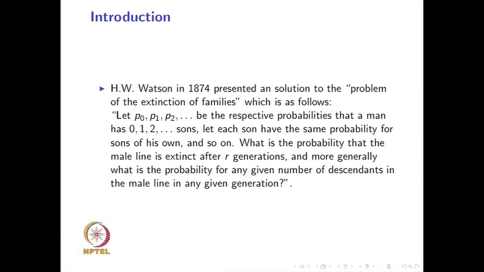Watson in 1874 presented a solution to the problem of extinction of families, which is as follows. Let P0, P1, P2 be the respective probabilities that the man has 0, 1, 2 and so on sons. Let each son have the same probability for sons of his own and so on. What is the probability that the male line is extinct after r generations, and more generally, what is the probability for any given number of descendants in the male line in any given generation?